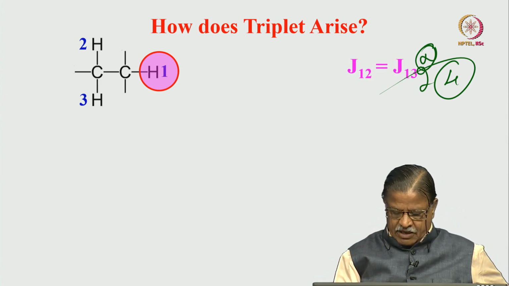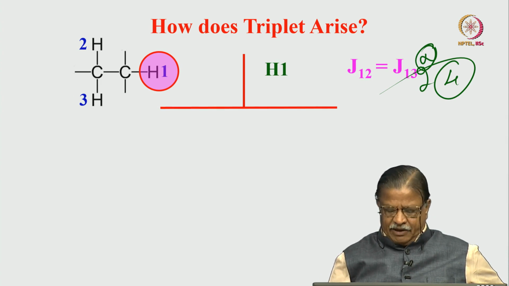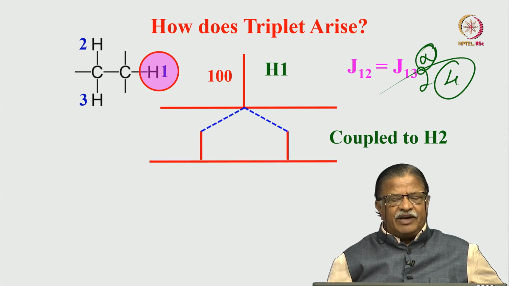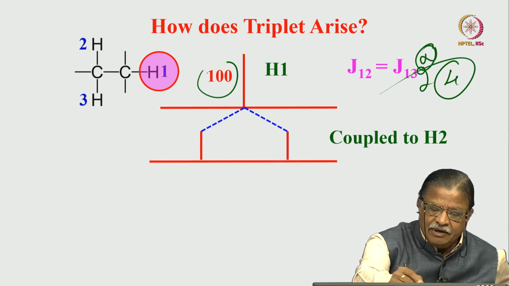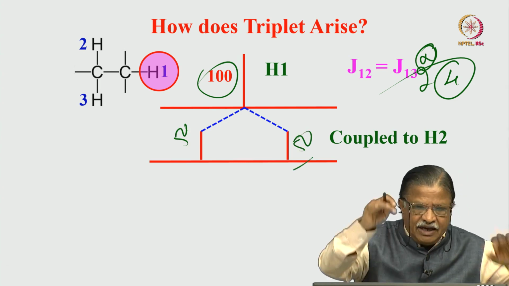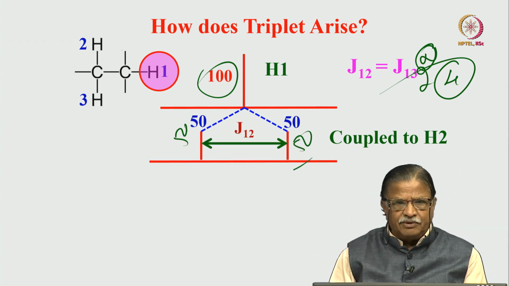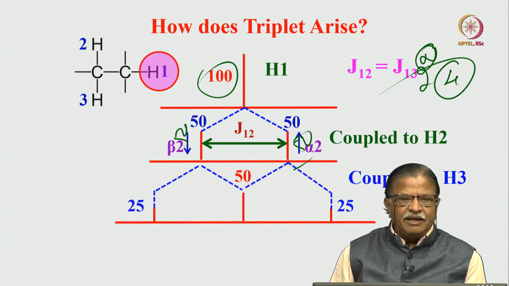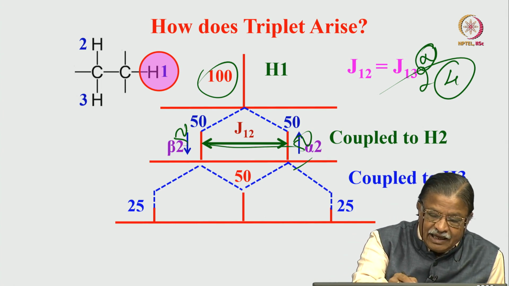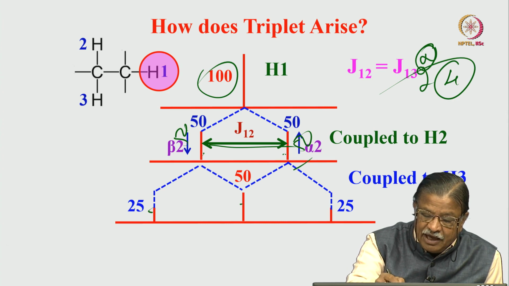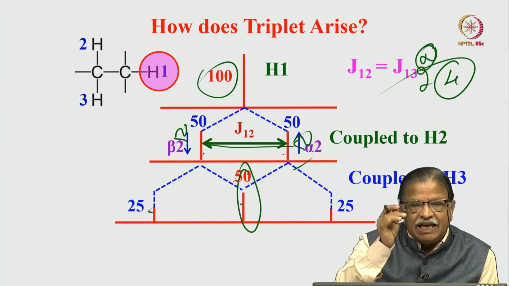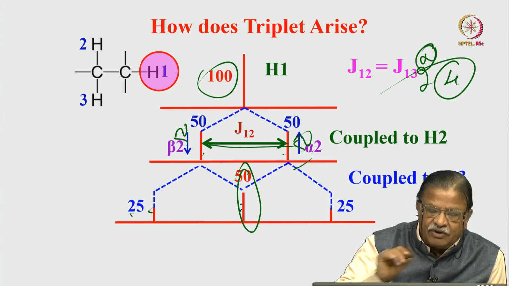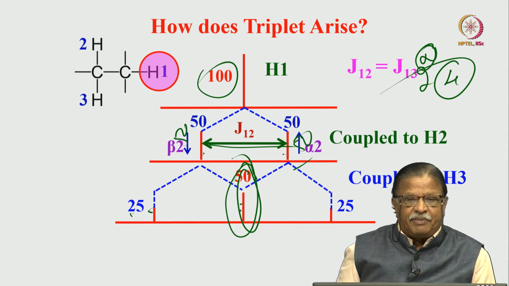How does that triplet arise? We will see now. Consider one proton, it is a single peak. It is coupled to one of the protons, H2, and it will become a doublet of equal intensity. Now 100 intensity became 50-50, because when it divides, intensity comes down. Further it is coupled to proton 3. What will happen? Because the coupling is identical, this will split into 2, this will also split into 2, but the lines overlap because of exactly equal coupling. So 100 intensity became 50-50, then 25-25-25-25. These two 25 intensity lines are overlapped.